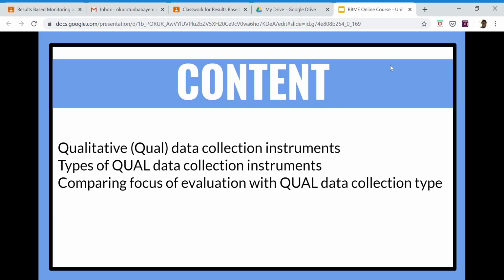So let's get into things. Like I said, we'll be looking at different qualitative data collection instruments, their types, and we will also compare different focus of evaluation as it regards the qualitative data collection type. The field of social science has deeply worked on qualitative research methods as a methodology, which is also used by evaluators.